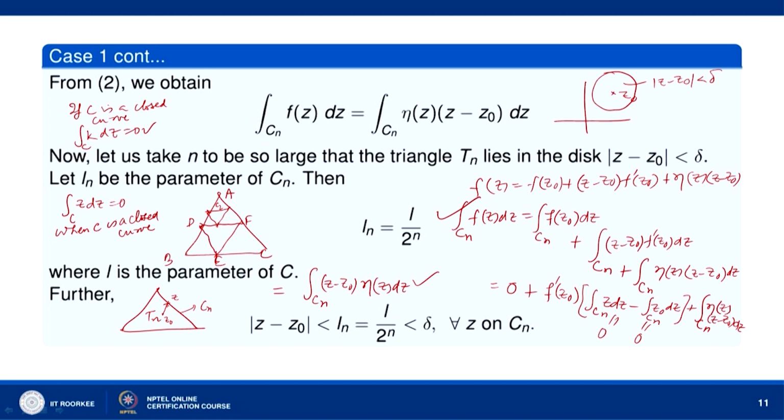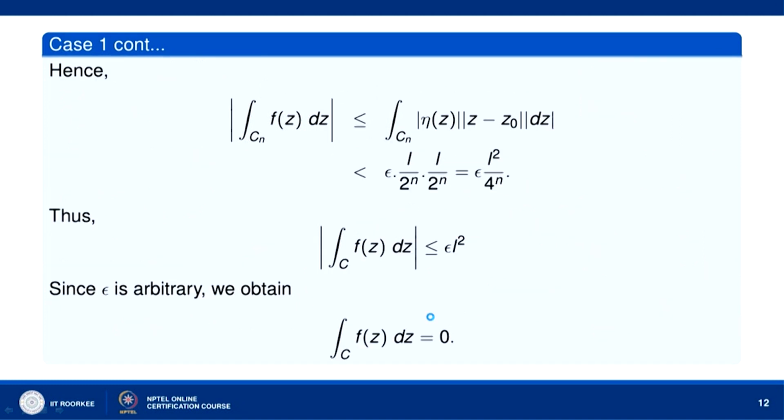So, mod of z minus z naught is less than the perimeter of Cn, that is Ln, and Ln is equal to L by 2 raised to the power n. L by 2 raised to the power n is less than delta, because the triangle Tn lies inside the disk. So, mod of z minus z naught is less than Ln, which is less than delta. This will be true for all z on Cn. Hence, mod of integral over Cn f z dz.